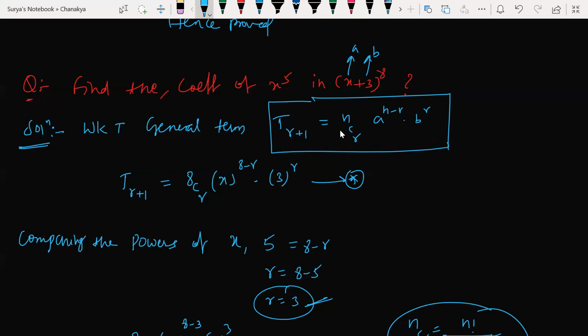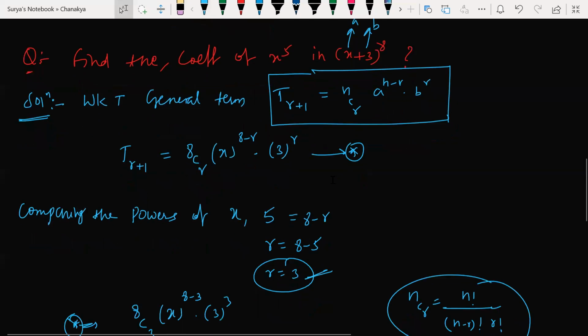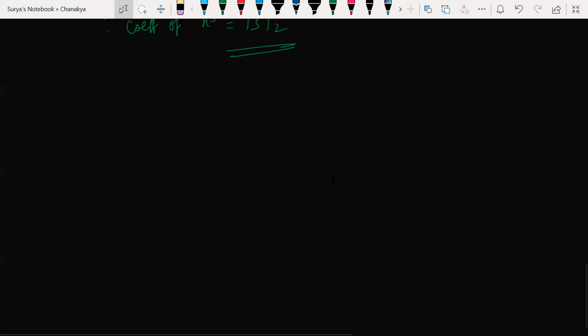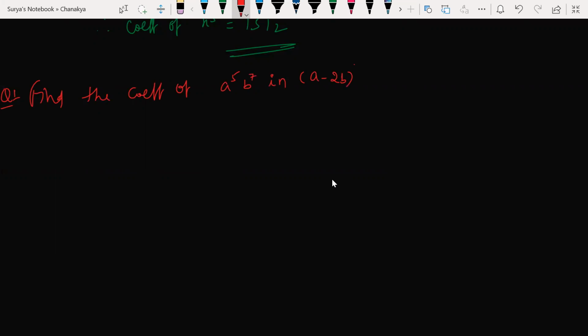So next, look at this here. Let's solve one more question. Let me give one more question. Find the coefficient of a to the power of 5, b to the power of 7 in (a minus 2b) whole to the power of 12.